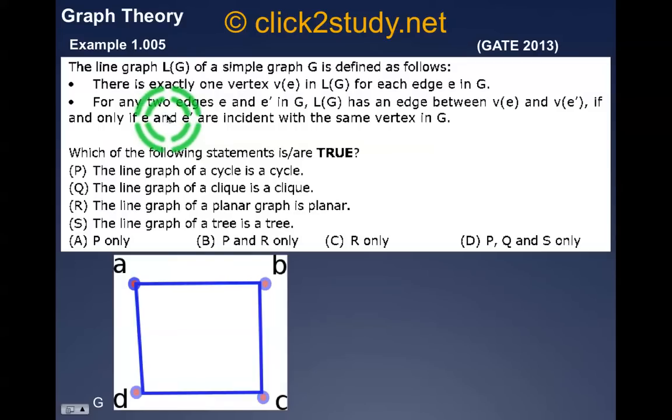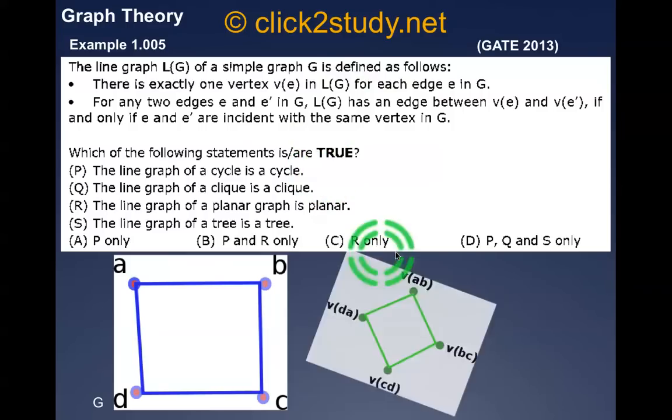So how do we get the line graph? Using these 2 points, because that's how we have defined the line graph. So there is exactly one vertex VE in LG for each edge E in G. So how many edges are there in G? 4. So for each edge there will be a vertex in LG. So suppose this is an edge AB. So there is a vertex VAB corresponding to this edge in the line graph. Similarly, there will be a vertex corresponding to this edge, there will be a vertex corresponding to this edge, and there will be a vertex corresponding to this edge. There will be 4 vertices in the line graph LG. That is the first point.